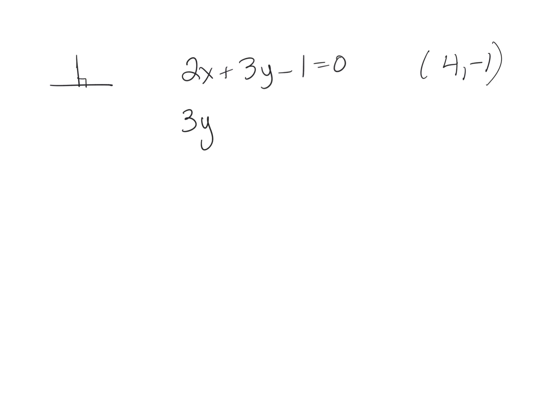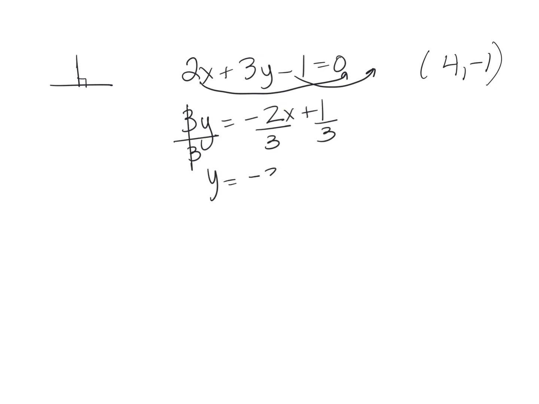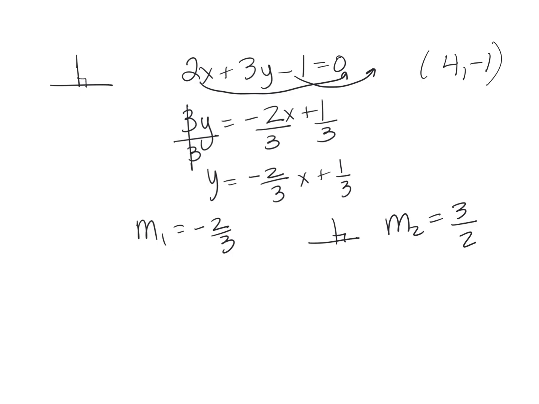So I'm going to have 3y equals negative 2x plus 1. I move the 2x over, and I move the 1 over. And now I'm going to divide by 3. y equals negative 2/3 x plus 1/3. So my opposite reciprocal slope: if this slope M1 is negative 2/3, my perpendicular slope M2 is going to be 3/2. So you notice I made the negative into a positive and I flipped the fraction over.